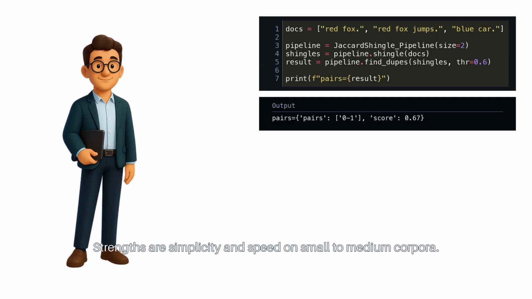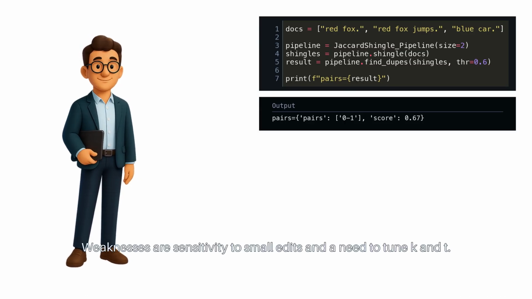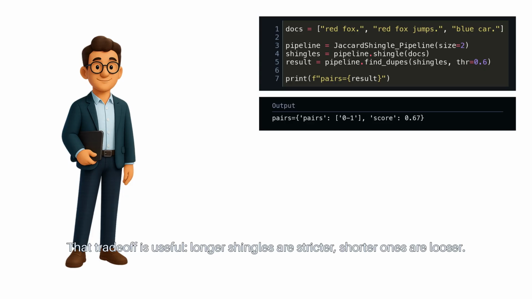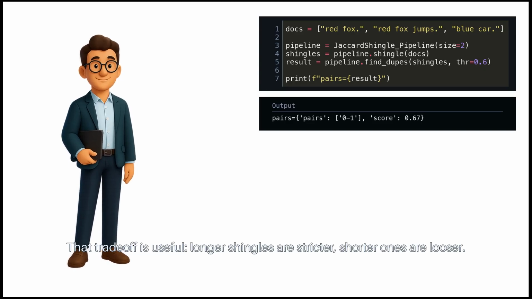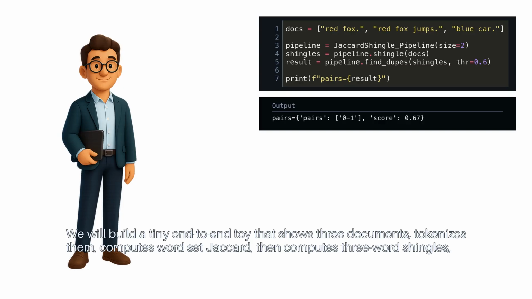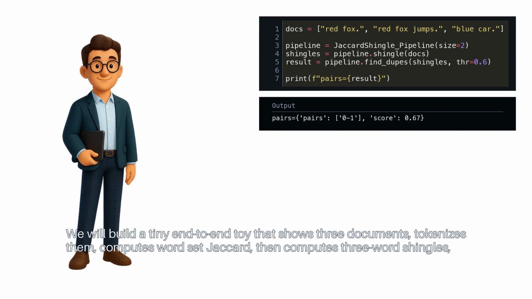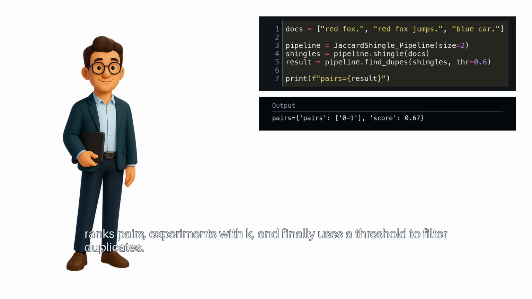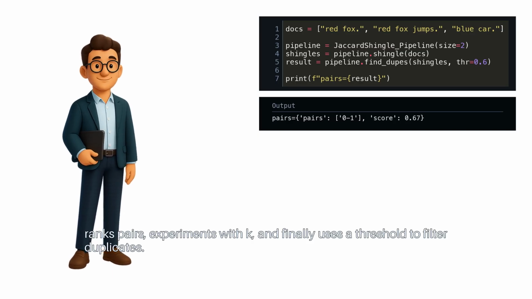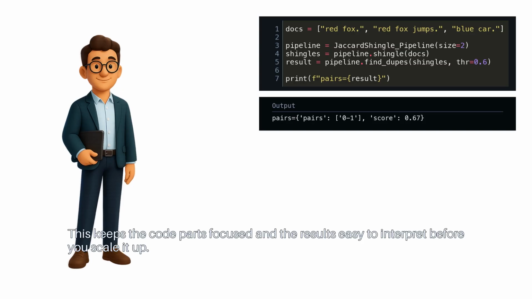Strengths are simplicity and speed on small to medium corpora. Weaknesses are sensitivity to small edits and a need to tune k and t. That trade-off is useful. Longer shingles are stricter. Shorter ones are looser. We will build a tiny end-to-end toy that shows 3 documents, tokenizes them, computes word set Jaccard, then computes 3-word shingles, ranks pairs, experiments with k, and finally uses a threshold to filter duplicates. This keeps the code parts focused and the results easy to interpret before you scale it up.